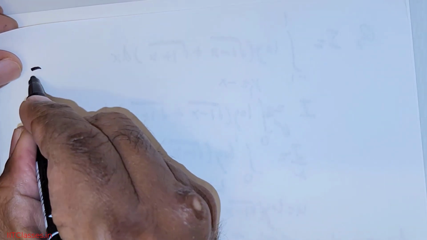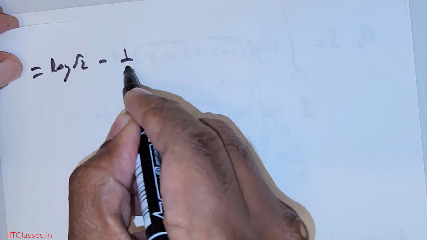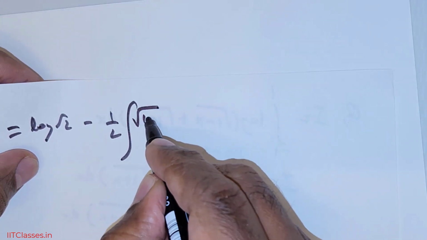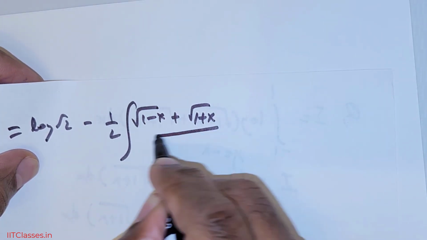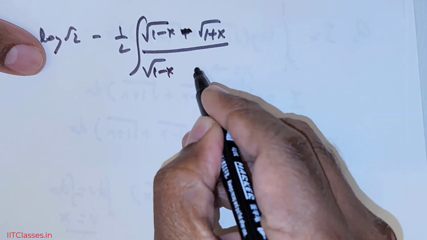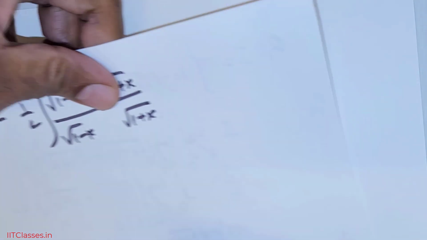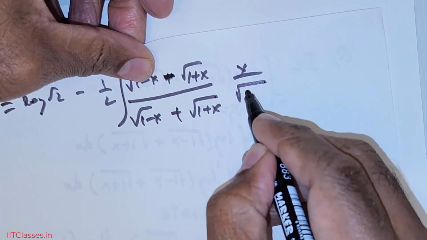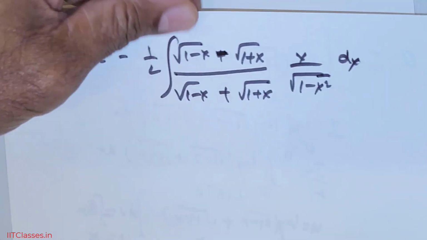Okay, so I have to rewrite it. It's going to be log root 2 minus 1/2 integral of (root of 1 minus x plus root of 1 plus x) divided by, this is negative because you have negative here, root of 1 minus x, 1 plus x, and you have positive x times the root of 1 minus x squared times the dx. This is what you have.